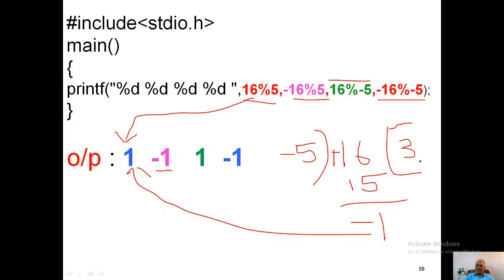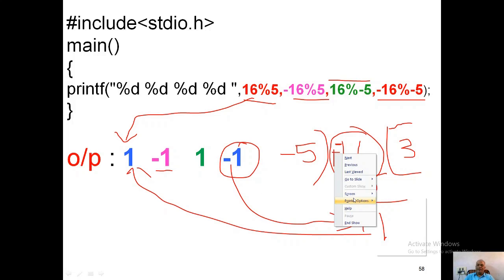Whenever you are dividing, the sign is plus, so it is also a plus. Again, minus 16 modulus minus 5: what is the sign? Minus. So always remember that the minus sign is related to the remainder value.